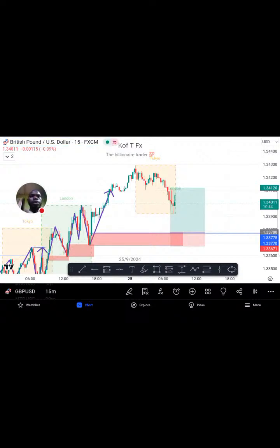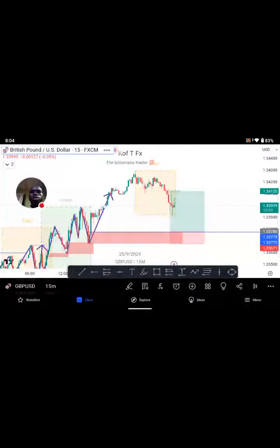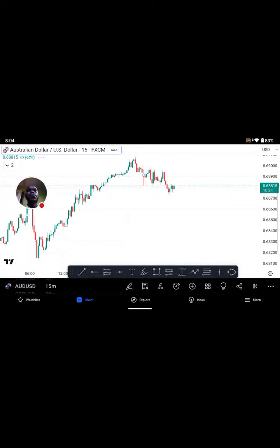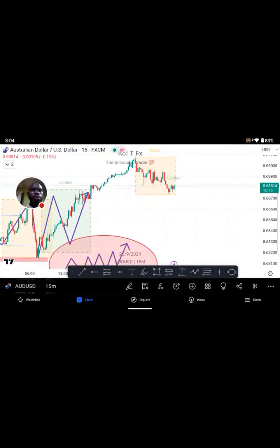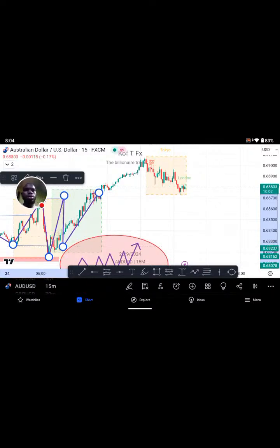Let's check other currency pairs to see if we are going to have a trading opportunity too. So we already have a setup on GBPUSD, which I'm going to take for the day. So, AUDUSD. This was the analysis I did yesterday. So let's check what we are going to have for today as well.